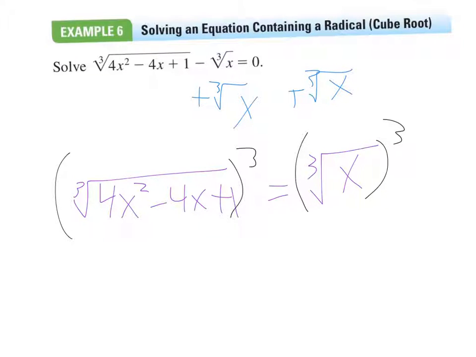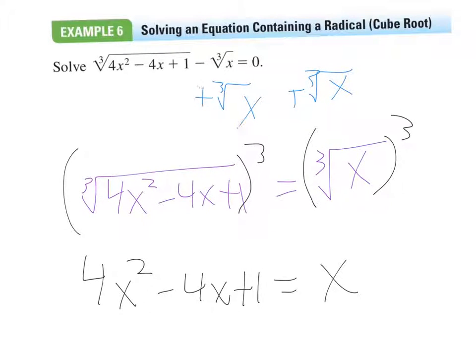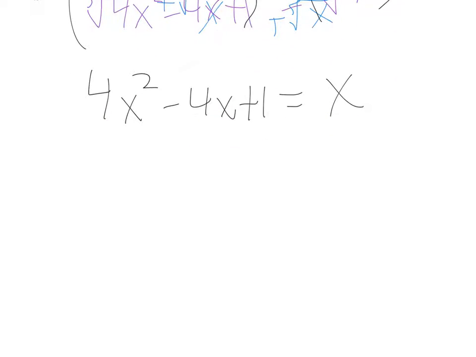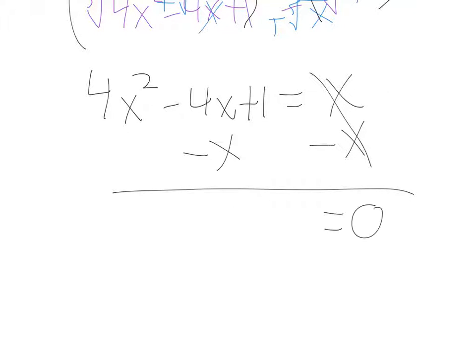So you're just left with what's underneath the cubed roots: 4x squared minus 4x plus 1 equals x. So now let's get it equal to 0, because it looks like we have a quadratic. If we have positive x, we can subtract x from both sides. So those cancel out, and you're left with 4x squared, and then minus 4x minus x would be minus 5x plus 1.